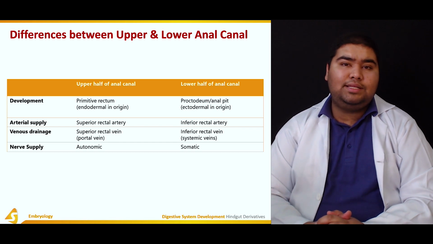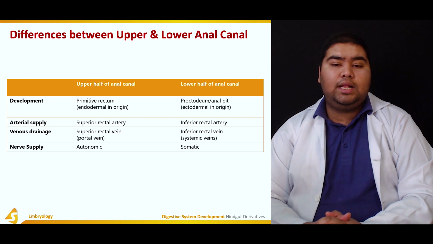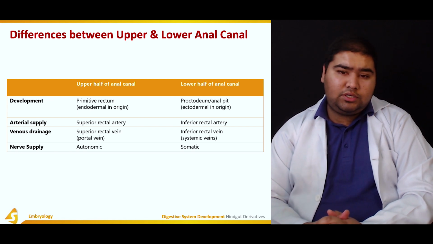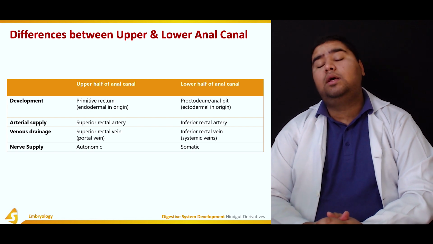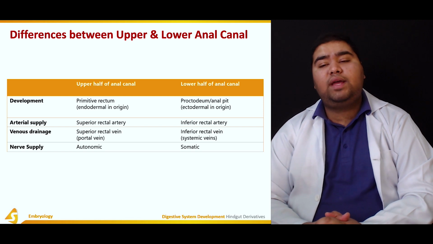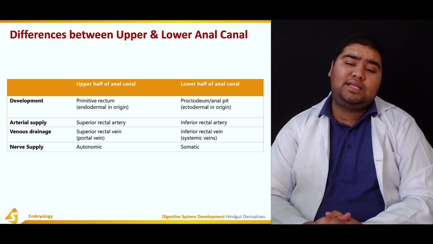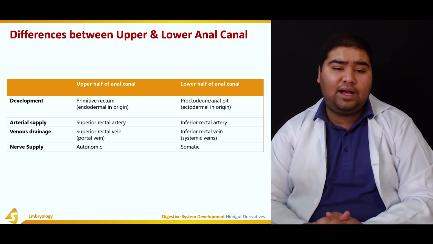So the arterial supply of the upper half of the anal canal is the superior rectal artery, which is a branch of the inferior mesenteric artery, which is the artery of the hindgut. And the lower half of the anal canal, the blood supply is the inferior rectal artery, which is not a branch of the inferior mesenteric artery.